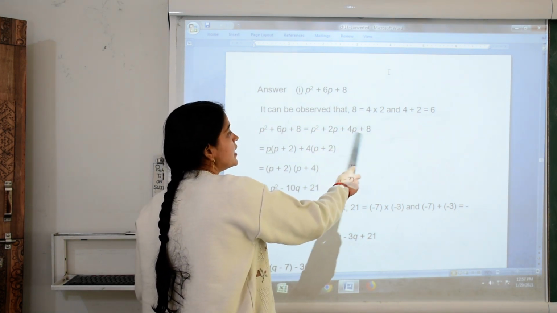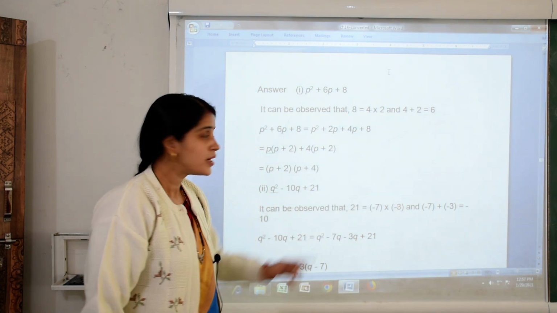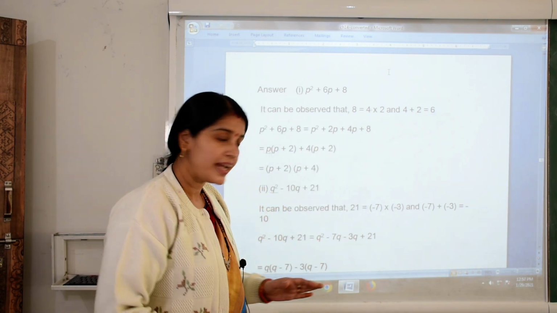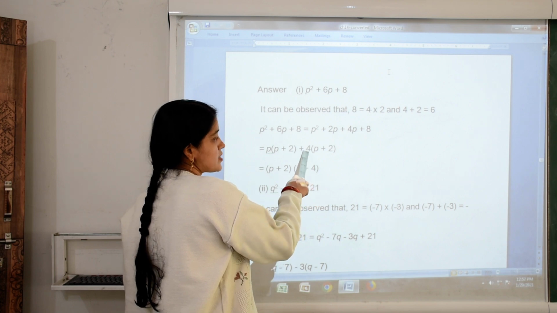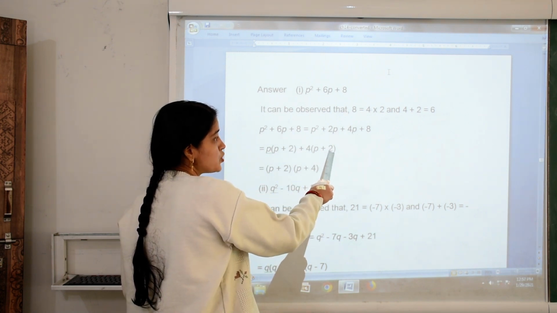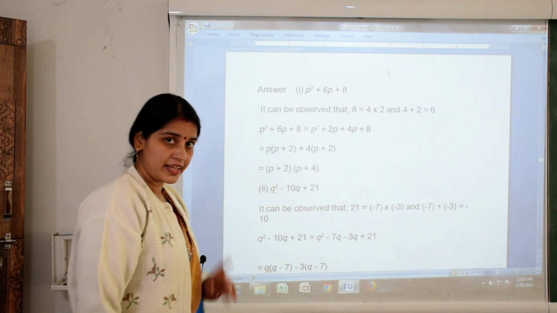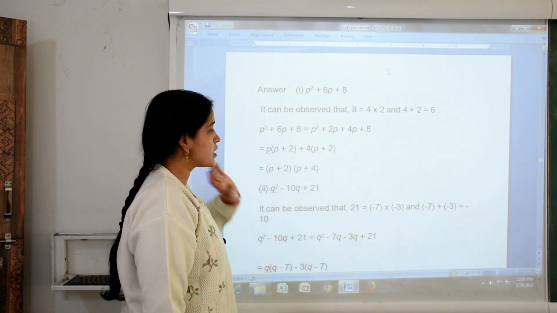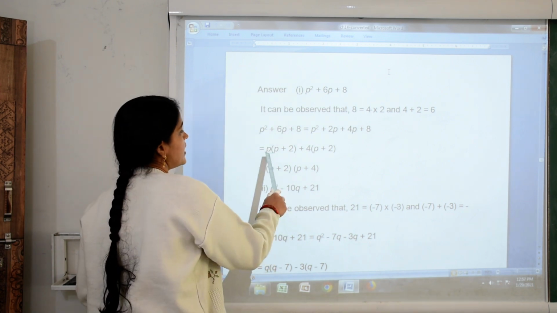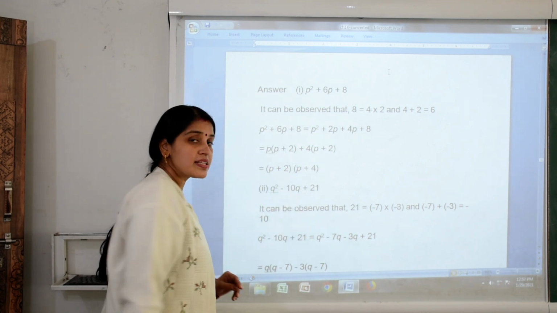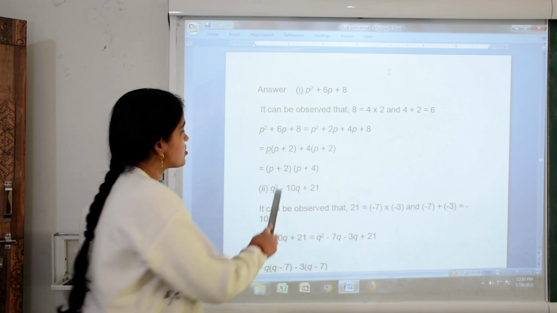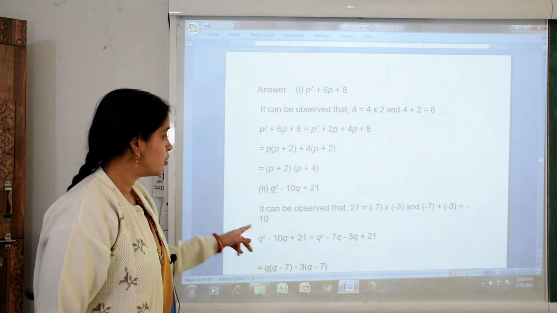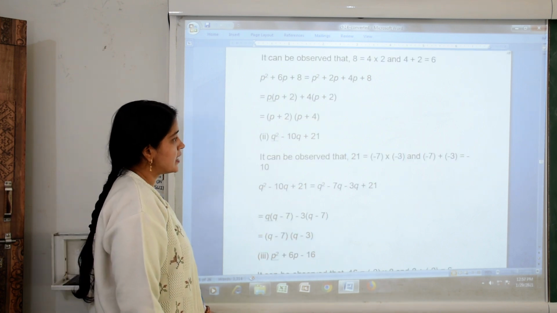Then plus, here what is common? 4, because 4 comes in the 8 table also. 4 2s are 8. So 4 is common and the bracket is p plus 2. Now p plus 2 is the same, so p plus 2 comes common, and in the second bracket what is left is p plus 4. So our answer is (p plus 2)(p plus 4). Okay. So the next one is the same.